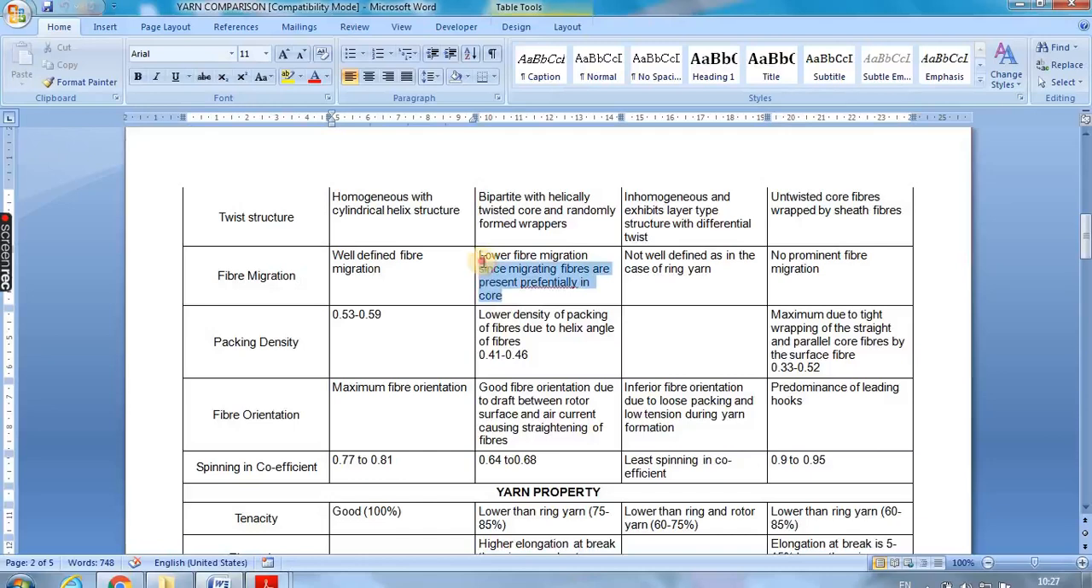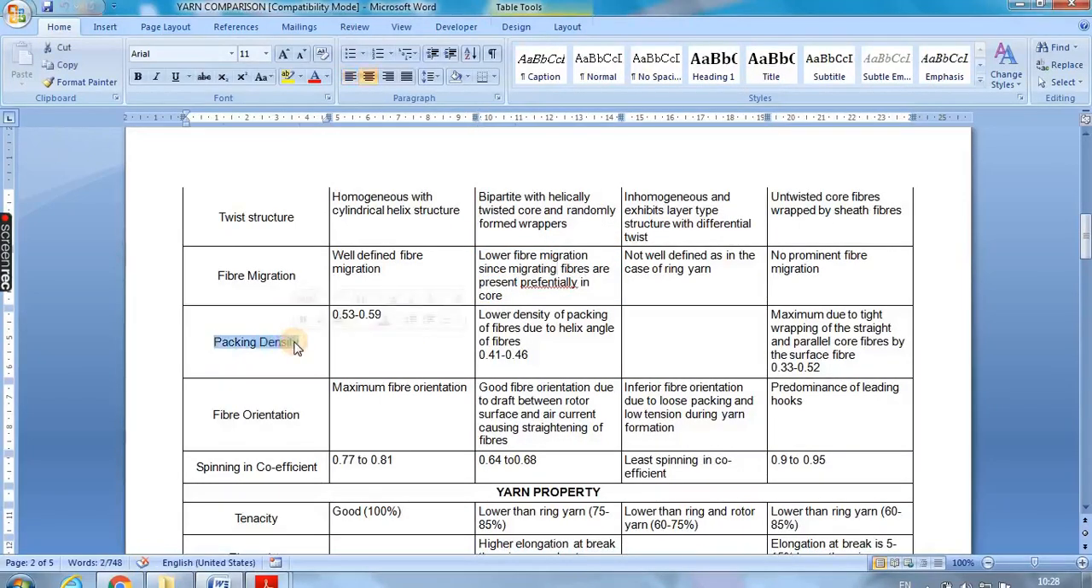But in the case of rotor, the fiber migration is less compared to the ring because of less spinning tension. So because there is less spinning tension, the fibers are freely accumulated inside the rotor. There will not be any tension on the fibers, or there is no control over the fibers. So this leads to a smaller amount of fiber migration.